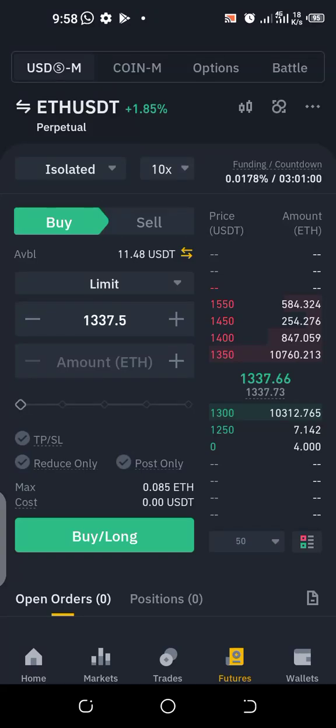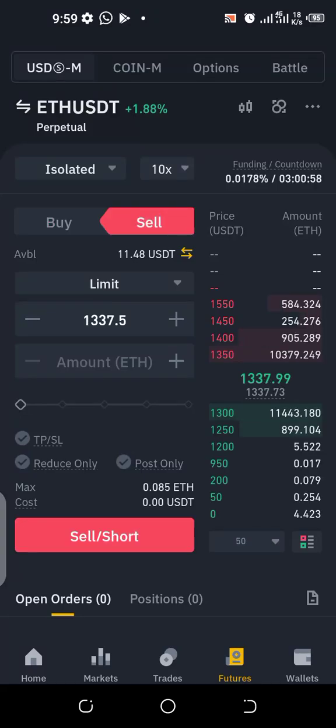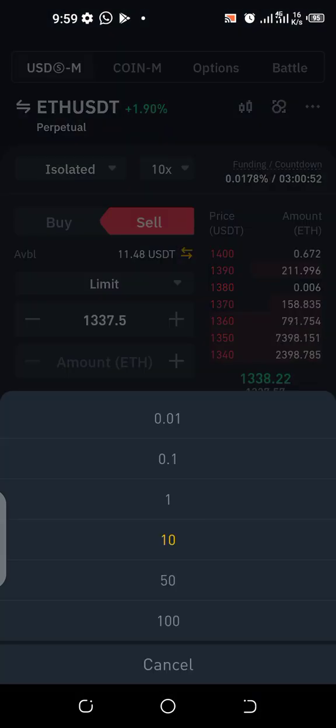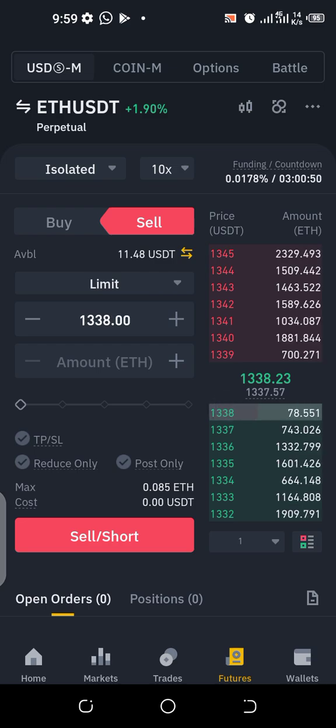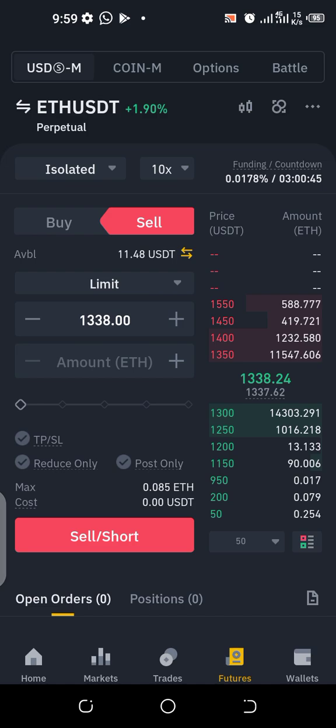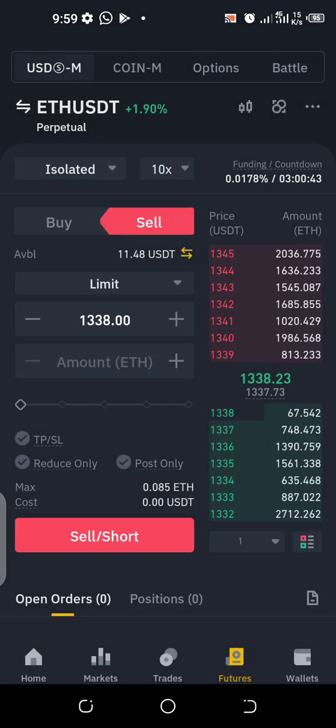Okay, so this is how to short. You click on sell. Shorting simply means you're expecting the price to drop so that you can make profit. And so you can adjust your denominations like I've just done from 50 to 1, whatever is convenient for you to be able to select and it doesn't change so rapidly.